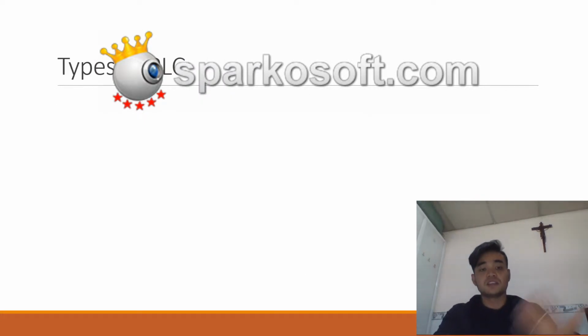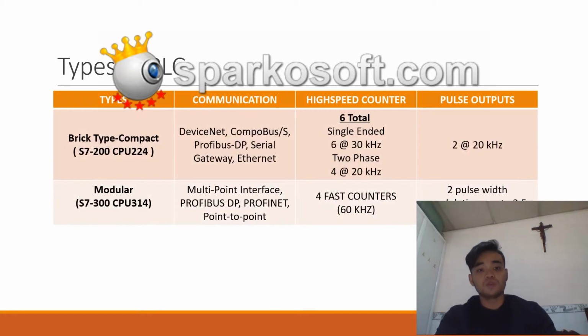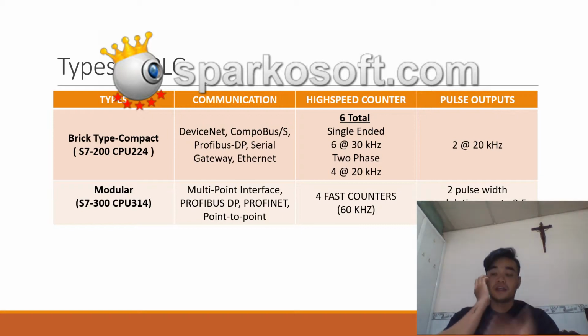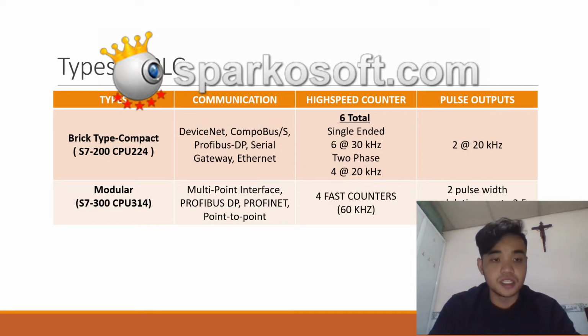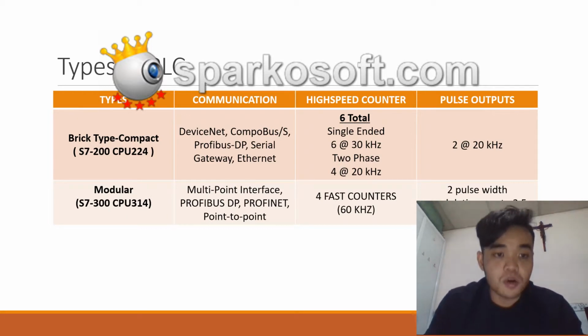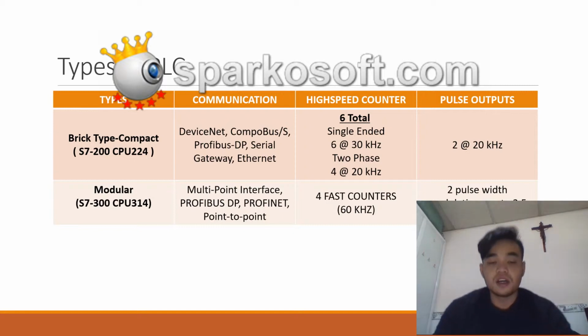So next is the types of PLC. We have two types of PLC. The first one is the brick type, also called compact. The second is modular, or rack mounting. I just introduced two common types of PLC. First, an example of the brick type is the S7-200.